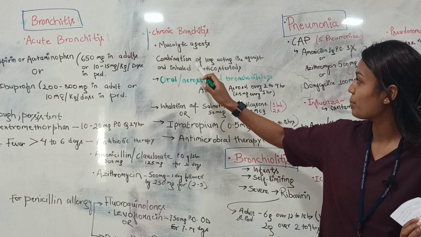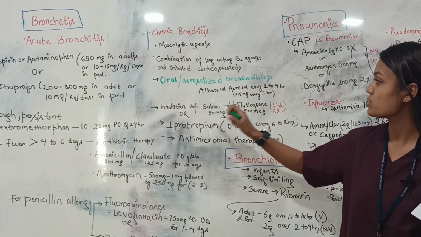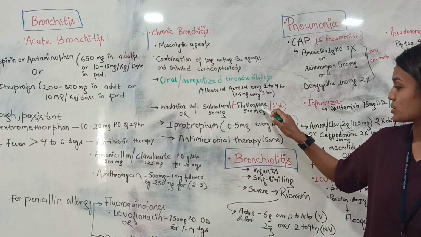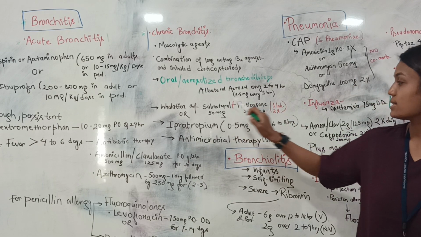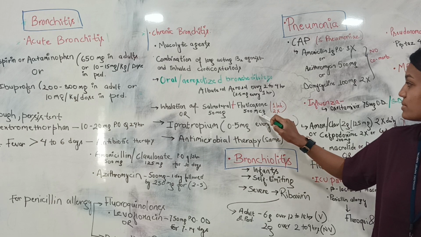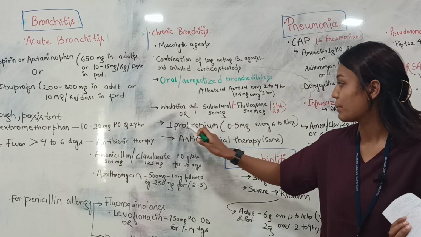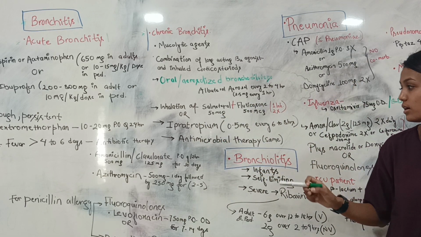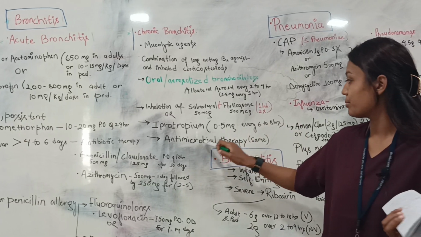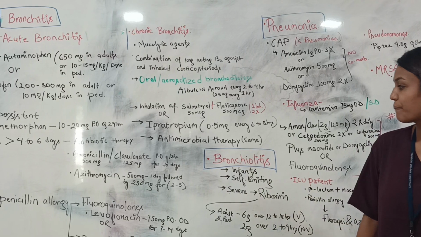Then we'll use the combination of long-acting beta-2 agonist and inhaled corticosteroids, which is salmeterol and fluticasone. In this combination, the salmeterol dose is 50 mcg and fluticasone is 500 mcg, one inhalation 2 times a day. Or we can use ipratropium, which is 0.5 mg every 6 to 8 hours. And for the antimicrobial therapy, you can use the same antibiotic therapy as in acute bronchitis.